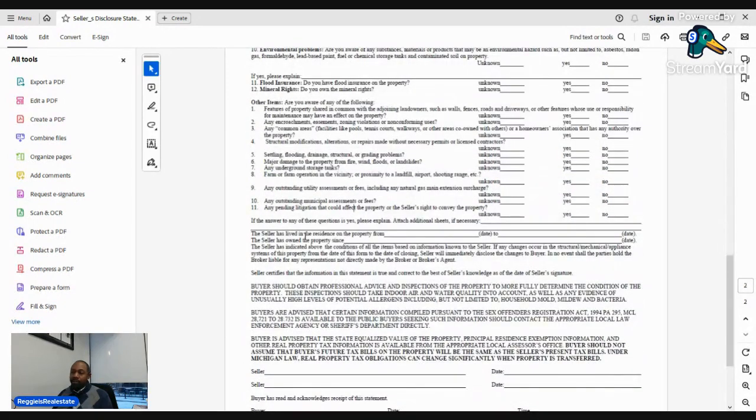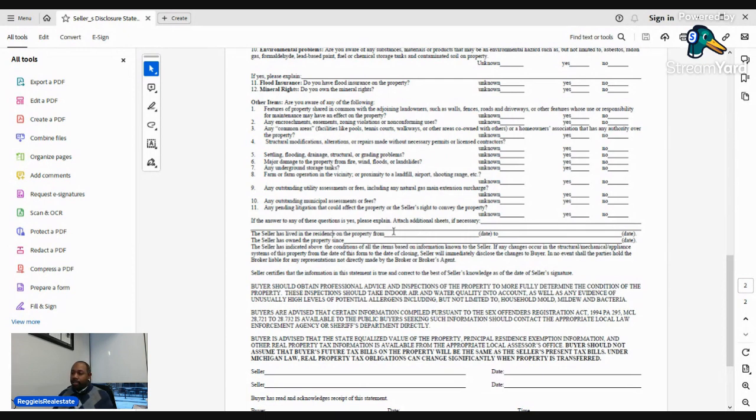And then it gives you some information at the bottom to explain if there's anything else that you would like to add, or if you answered yes to anything, you can put that information here. You can also add an addendum if something is too long to explain on this form. Again, speak with your realtor or your attorney to discuss that in detail.